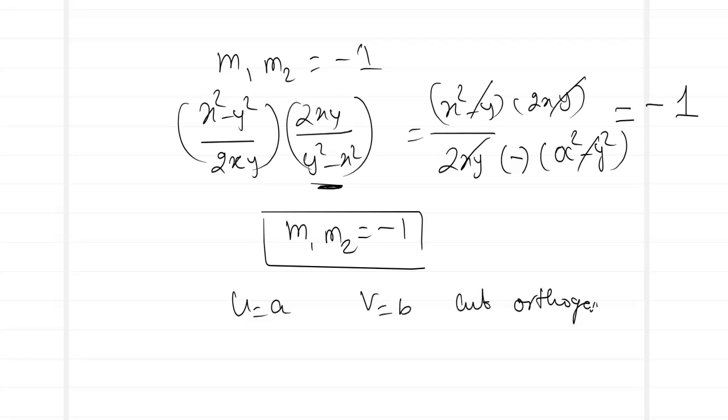So we have proved two properties of analytic function, namely the real and the imaginary part satisfy the Laplace equation, and hence they are called to be harmonic in nature, and the curves u equal to a and v equal to b cut orthogonally if they are going to be the real and imaginary part of an analytic function.